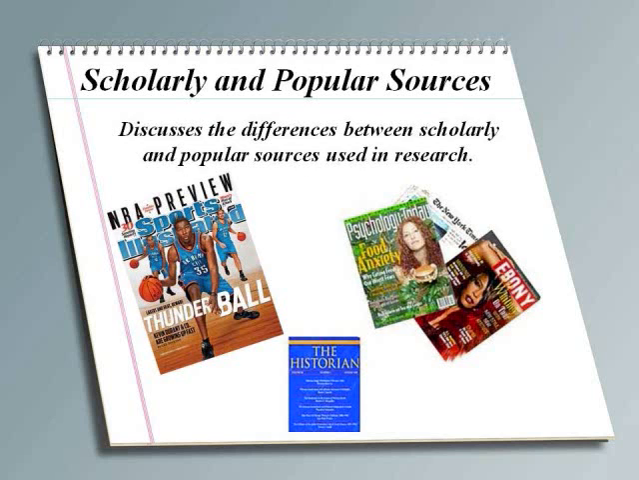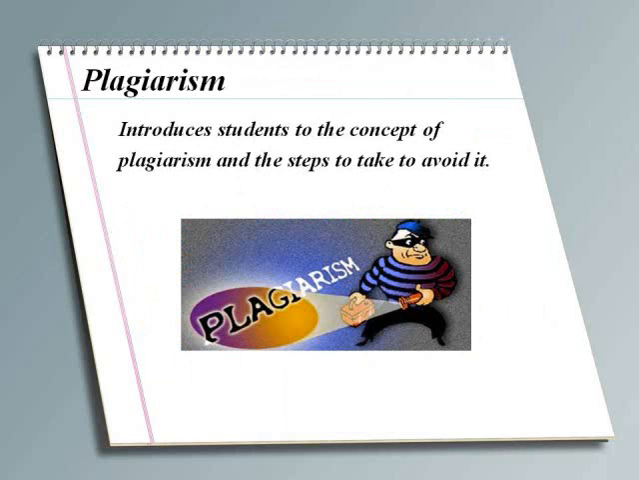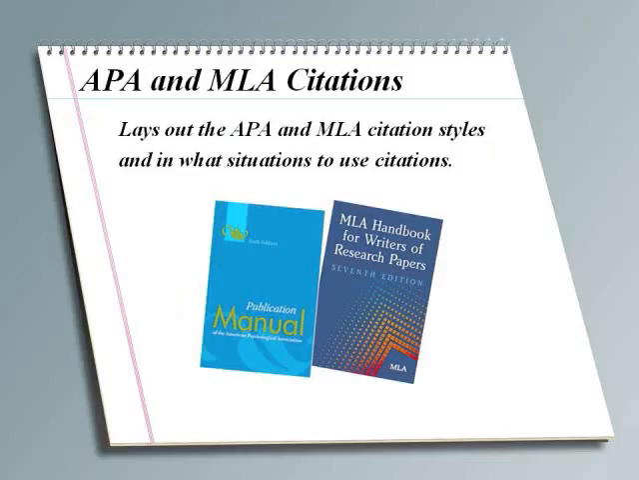With the next 3 modules, students will get lots of good information to use when doing research and crafting papers. These modules include the difference between scholarly and popular sources, what plagiarism is and how to avoid it, and the APA and MLA citation styles.